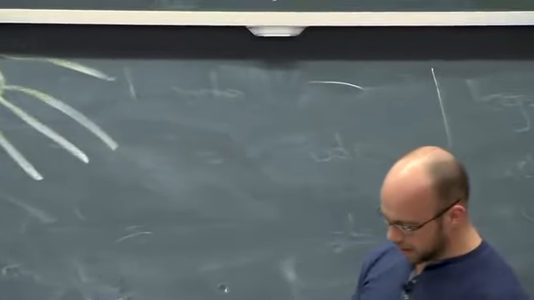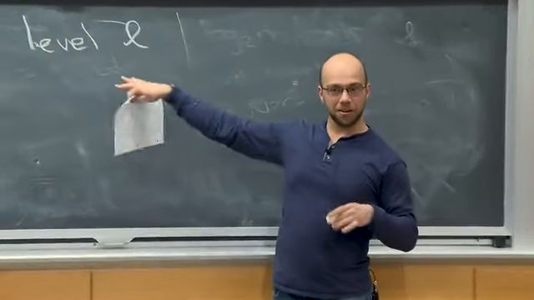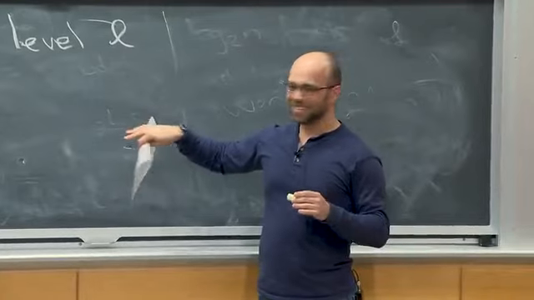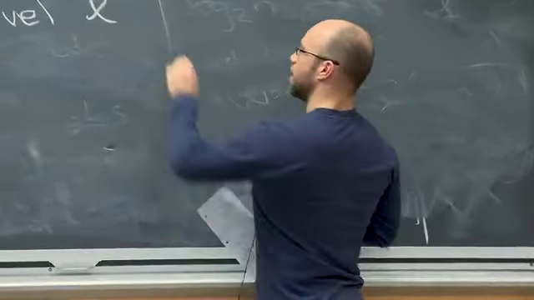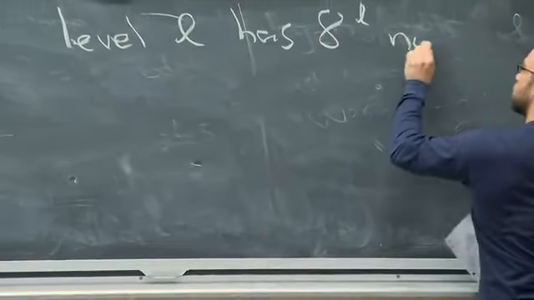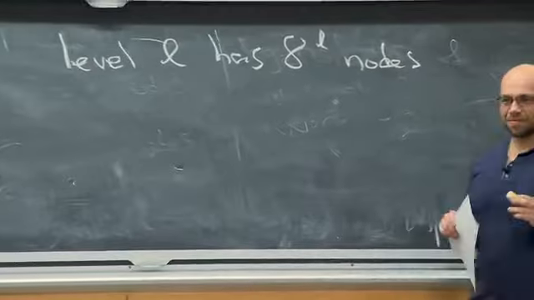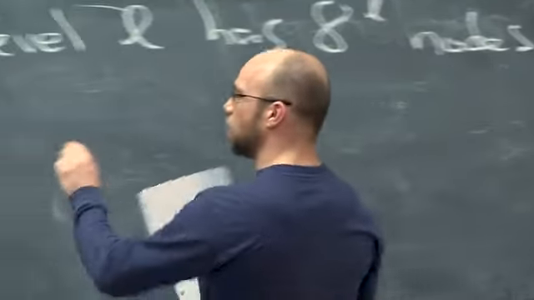OK, so right. In other words, if I look at level L of my tree, assuming we're going to index from 0 at the top, how many nodes are in level L? Remember, it branches by 8 each time. So it has 8 to the L nodes. Yeah. And how much work does each do?